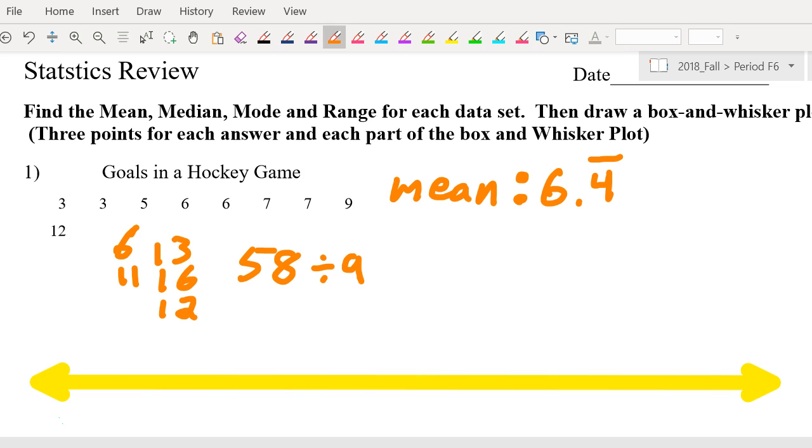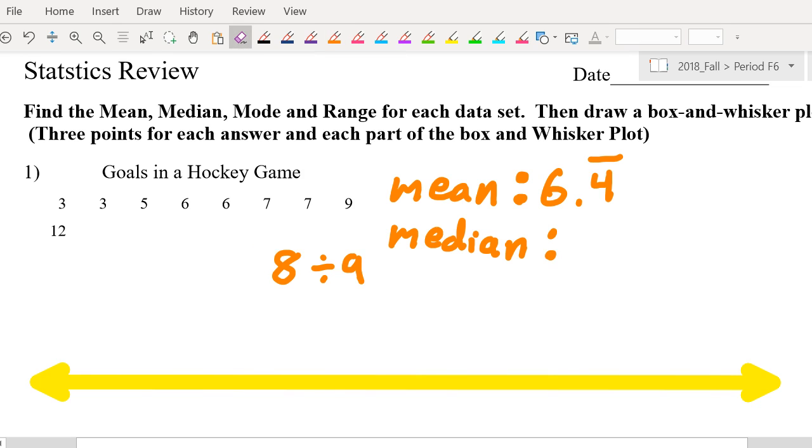Okay, now for the median. Since these are already in order, it's pretty easy. I didn't mean to do that, so I might want to put all of the problems out of order. Okay, since there's 9 numbers, is that an odd or even number? Odd. Since it's odd, what does that mean for us? That there will be a middle number.